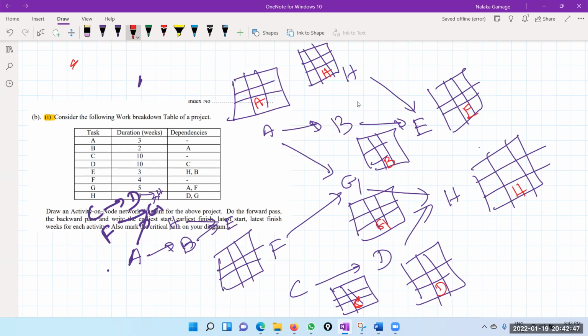And durations: A 2 days, A 3 days, B 2 days, C 10 days, D 10 days, E 3 days, F 4 days, G 5 days.